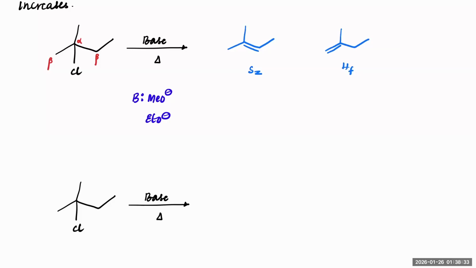Why and in which cases? See, normally if you have less bulky bases like methoxide, one single carbon, that is CH3O minus, or ethoxide, EtO minus, then it has been observed that the Hofmann is around 35 percent and Saytzeff is around 65 percent. Normally, this is how much Saytzeff and Hofmann are formed, which means Saytzeff is the major product, and this is a very normal scenario. In such a normal scenario, you'll always notice Saytzeff is major.